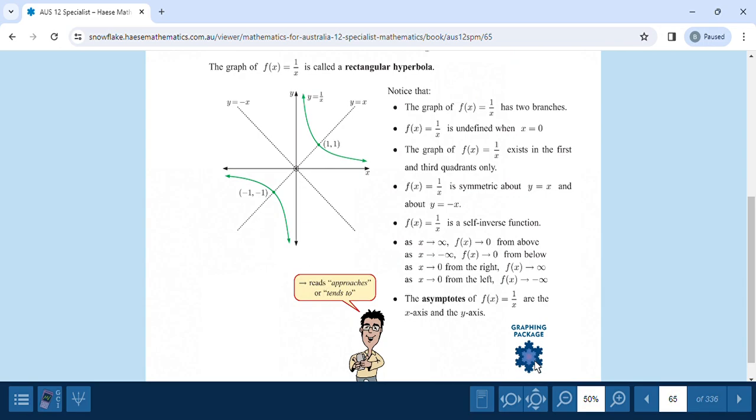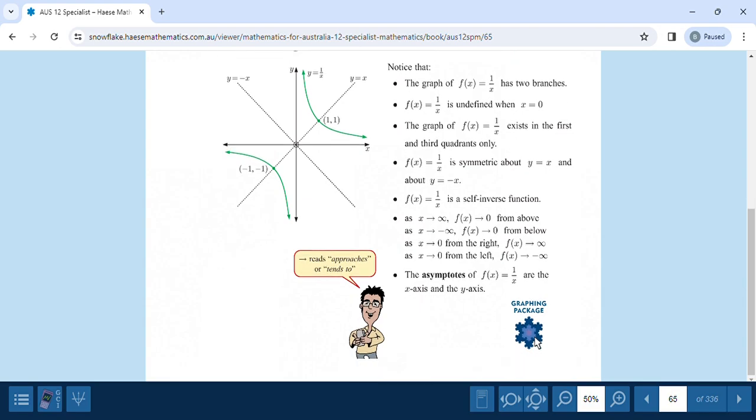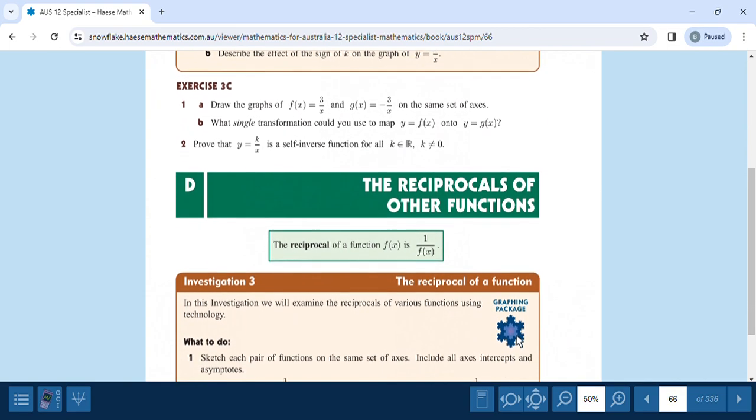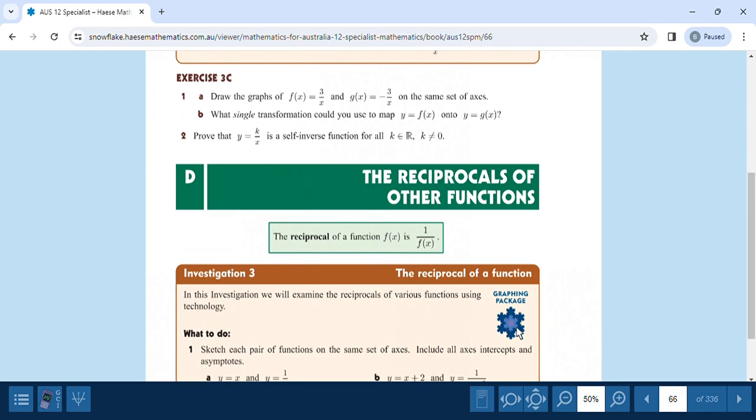So you can look through that. And then we've got some graphs too, so yeah, it's a very short section there, 3C. So number 2, prove that y equals k over x is self-inverse for all k in R. That's pretty simple. You just switch x and y around, rearrange it, and you'll get y equals k over x. So that's the answer to that, really.